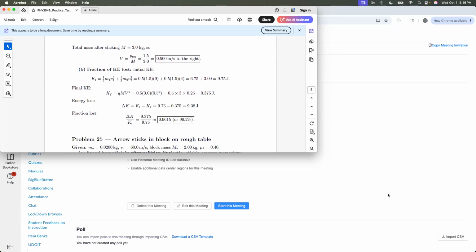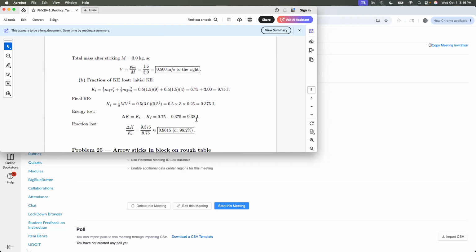Does it ask for fraction lost? I'm never going to ask you for fraction lost because what are we dividing by? People are going to goof on that. If you ask for what fraction was lost, they're going to divide by the final instead of dividing by the initial. That's not the way it works. You're supposed to divide by the initial.